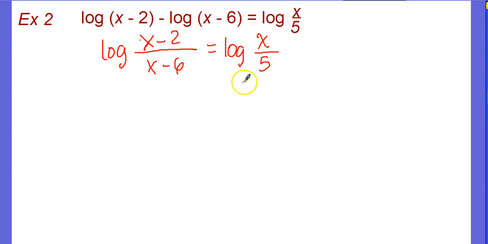I like it when I can create this circumstance, because then I can apply log property 8 that says if the logs of numbers are equal, then the numbers are equal. So I can pretty much just go, okay, so that's the equation that I'm going to solve. X minus 2 over x minus 6 equals x over 5.